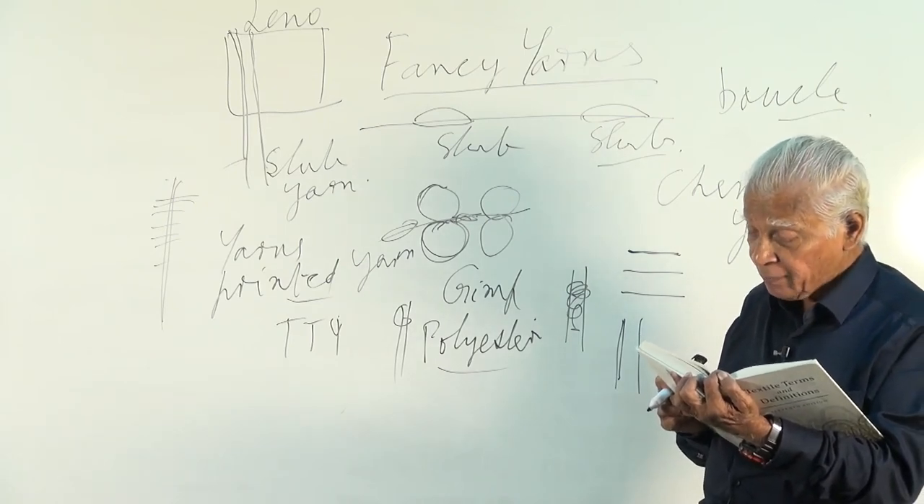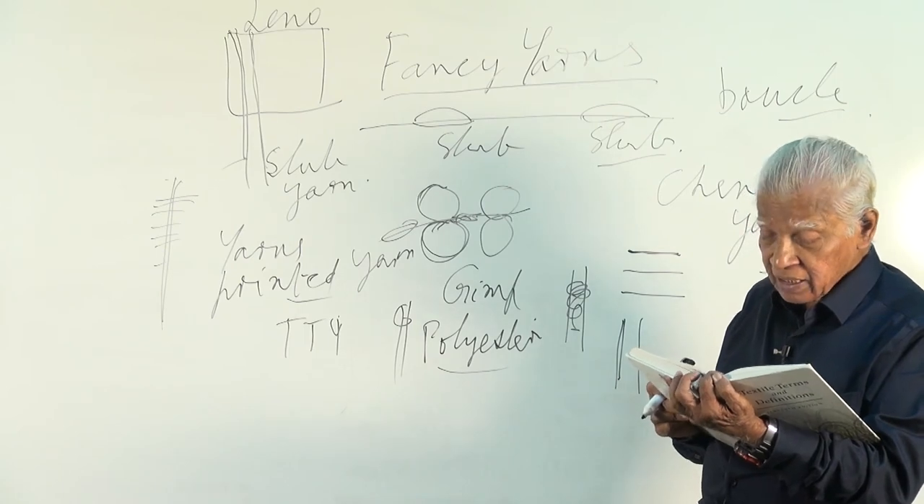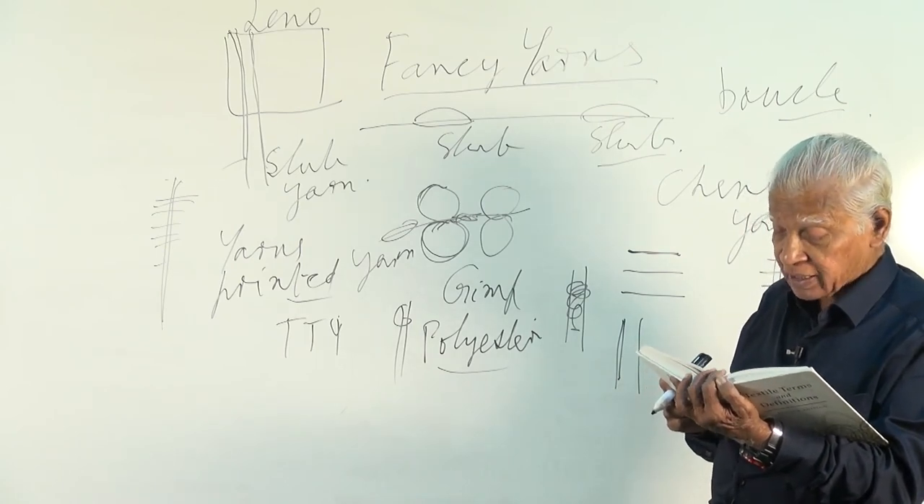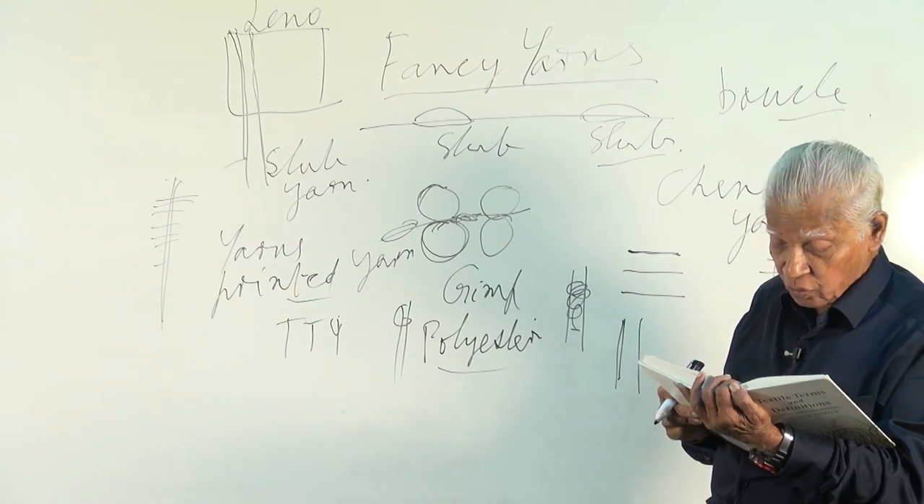Generally speaking, Boucle yarns exhibit an irregular pattern of semicircular loops and sigmoid spirals. Jimp yarns display fairly regular semicircular projections, and loop yarns have well-formed circular loops.